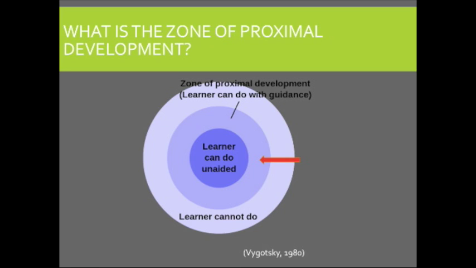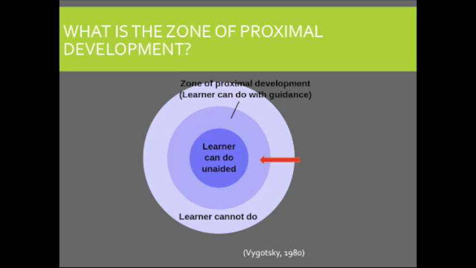So what is the zone of proximal development? This illustration gives us some guidelines for the boundaries of the ZPD. In the center, we have the things that the learner can do unaided. This is material that they have already learned. It is not in their ZPD. On the outside are things that the learner cannot do, even with help.